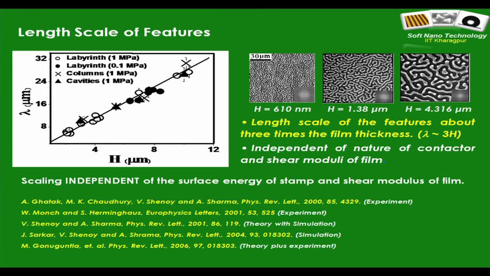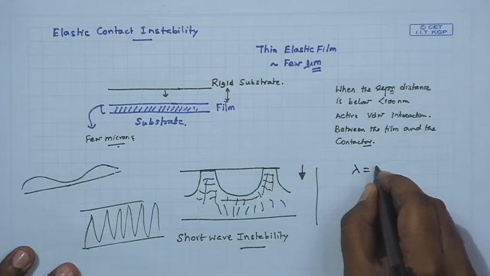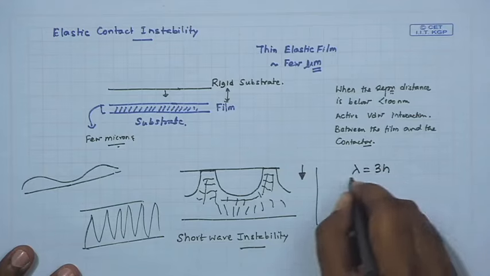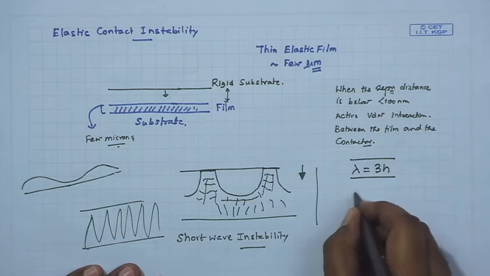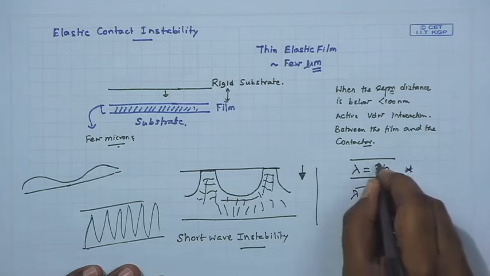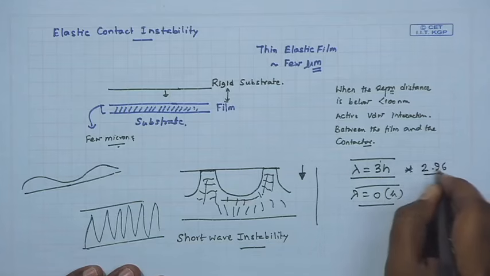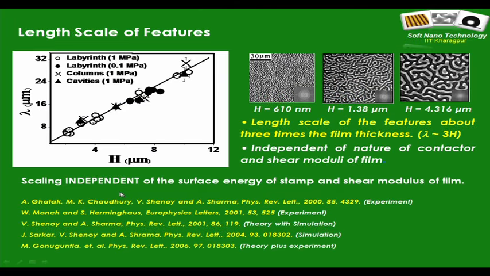In fact, there has been a significant amount of theoretical work in this particular area, which shows that for this type of instability, the dominant wavelength of the structures scales as 3 times the film thickness. It is a shortwave instability, therefore one can argue that lambda is of the order of film thickness, and the exact prefactor, which is theoretically found, is 2.96, or simply lambda equal to 3h. So, this is exactly what is shown in this particular plot.